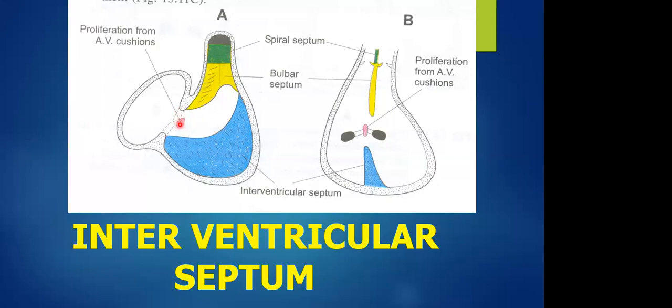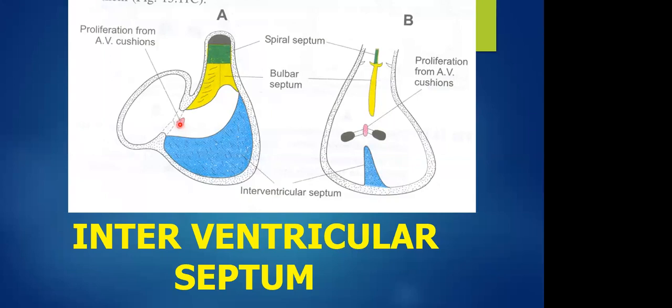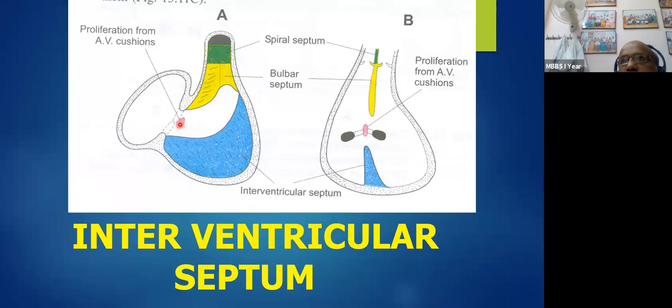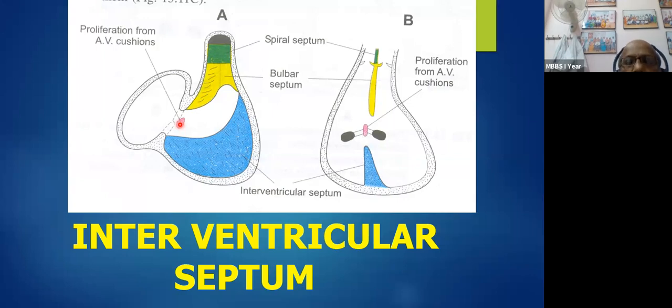AV cushion. What is AV cushion? Septum intermedium. So already you know that your septum primum is coming down and meeting your septum intermedium during the development of your intra-atrial septum. Now here also the proliferation of AV cushion is important for the completion of interventricular septum. So for the development of interventricular septum, we have contribution from your AV cushion or septum intermedium.